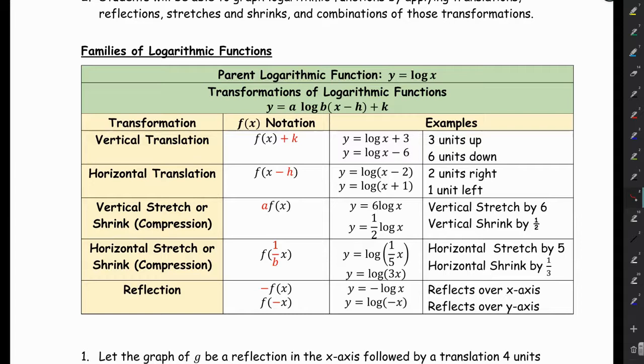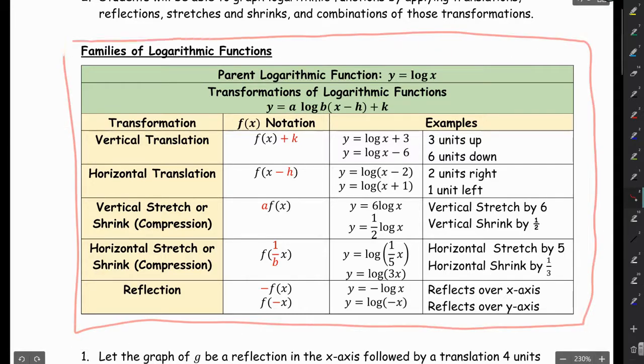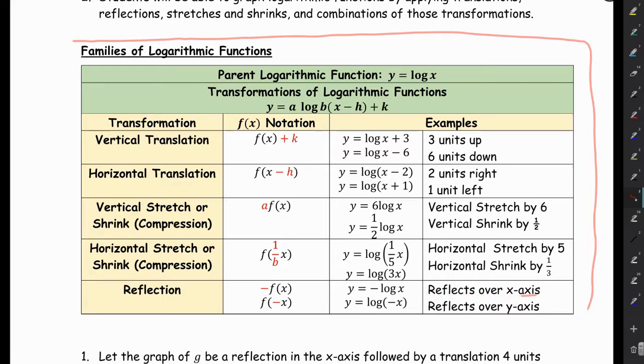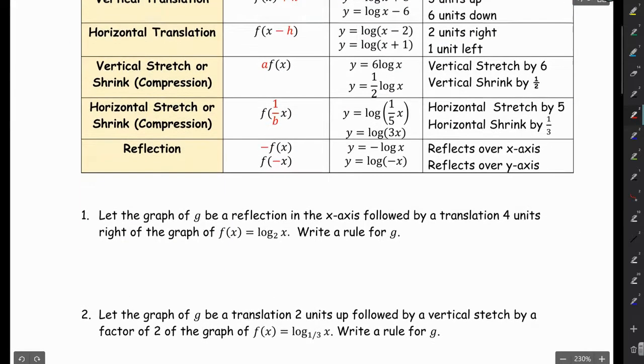And remember that you should keep this table handy as a good reference. If we have a value that is negative in front of the function, we're reflecting over the x-axis. And if we have a negative value inside the parentheses, that's going to reflect over the y-axis. So let's look at some examples.